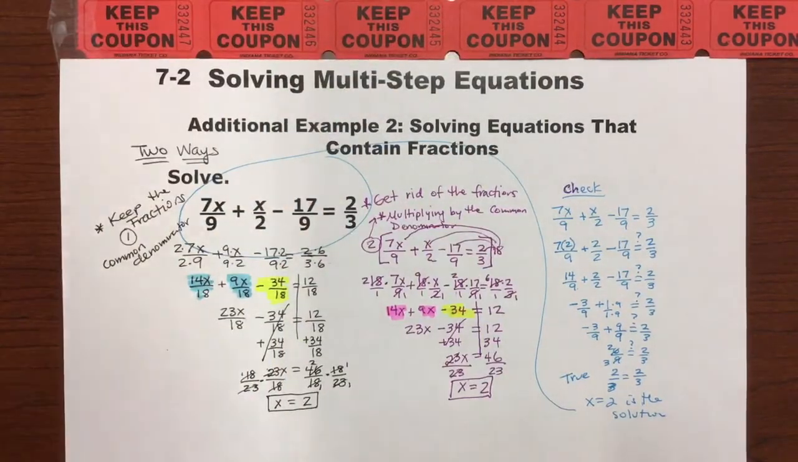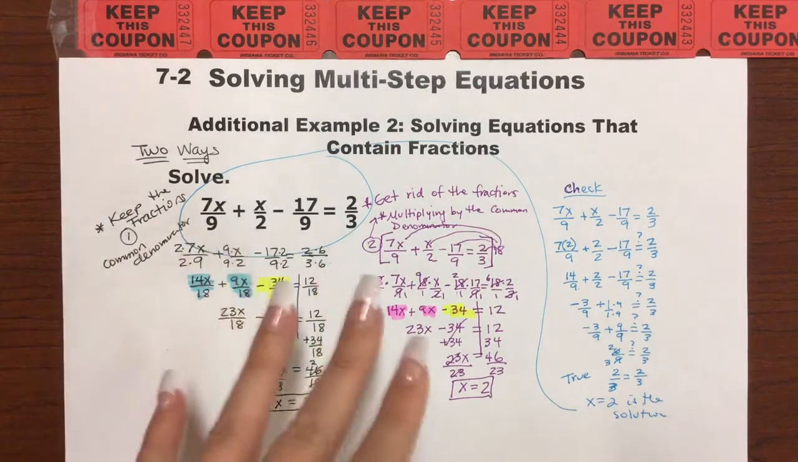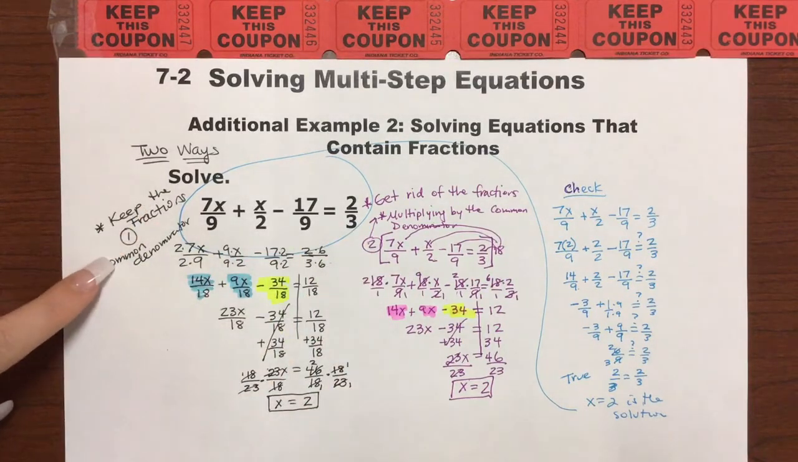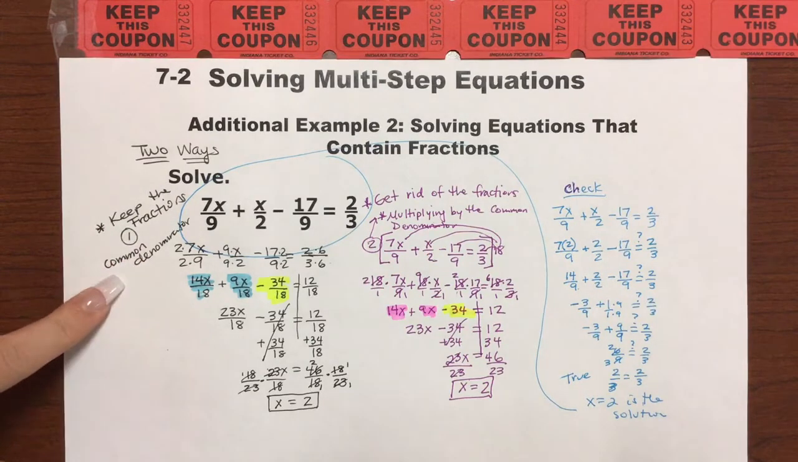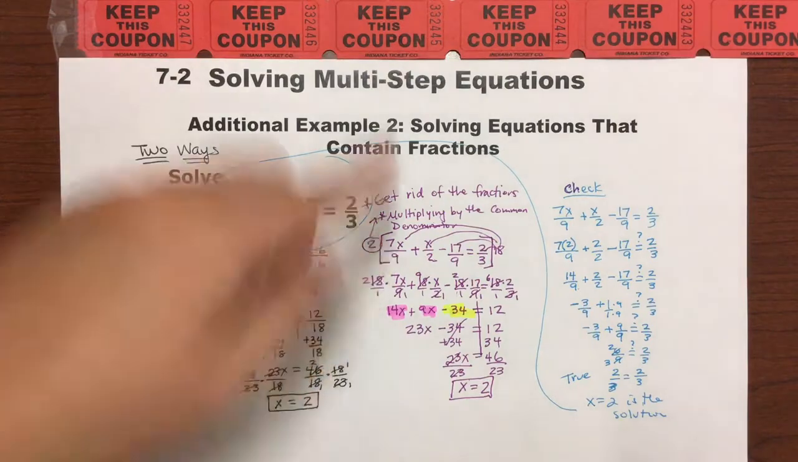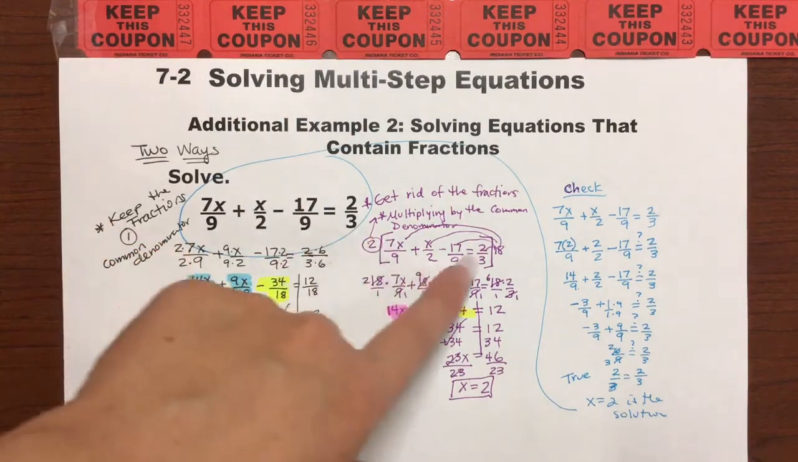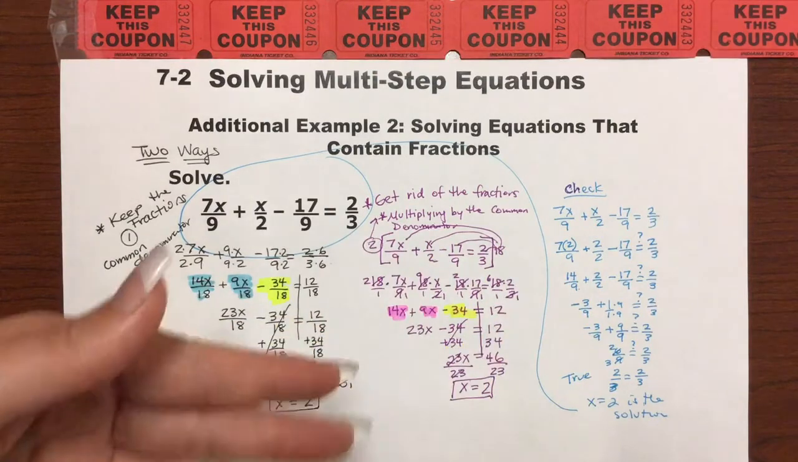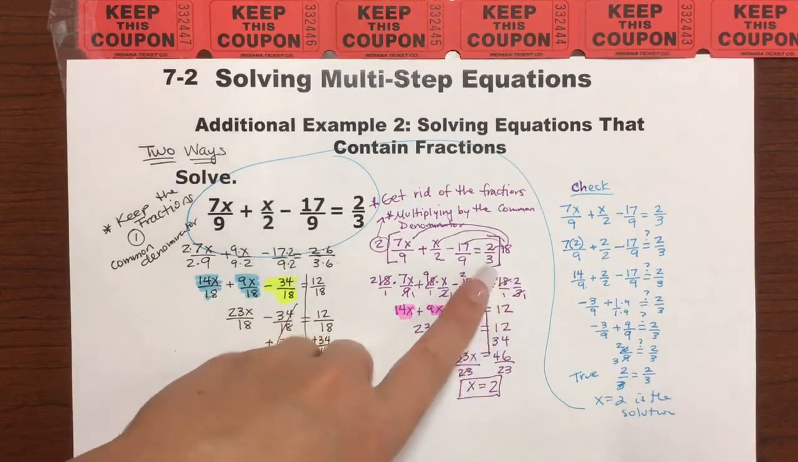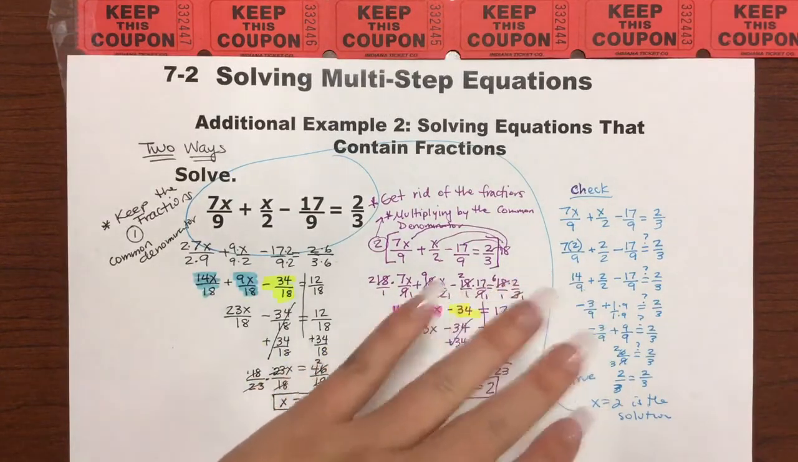Okay, and that was a lot. So remember, we're solving these 2 ways. The first way, you have to keep the fractions and get a common denominator, so you're going to work that all out. The second way is to get rid of all the fractions. To do that, you multiply each term of this equation by whatever that common denominator would be. In this case, it was 18. The last final thing is to check.